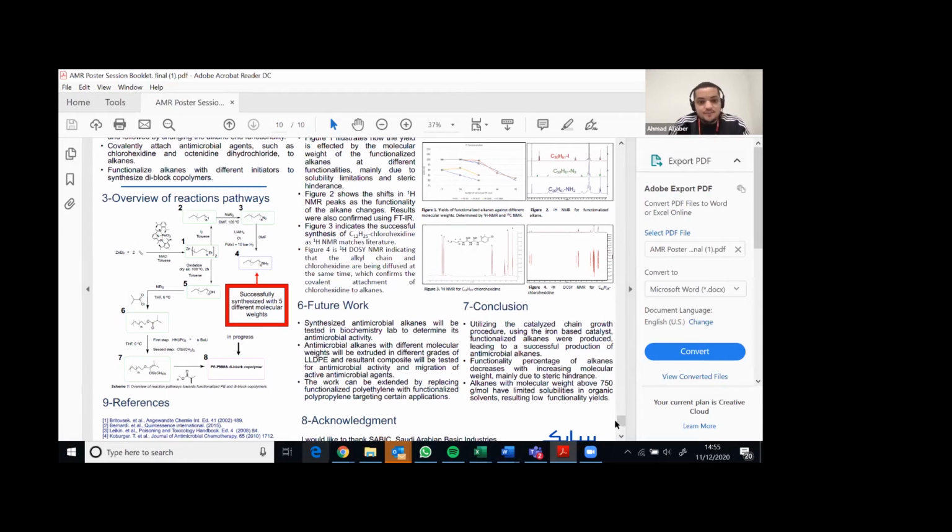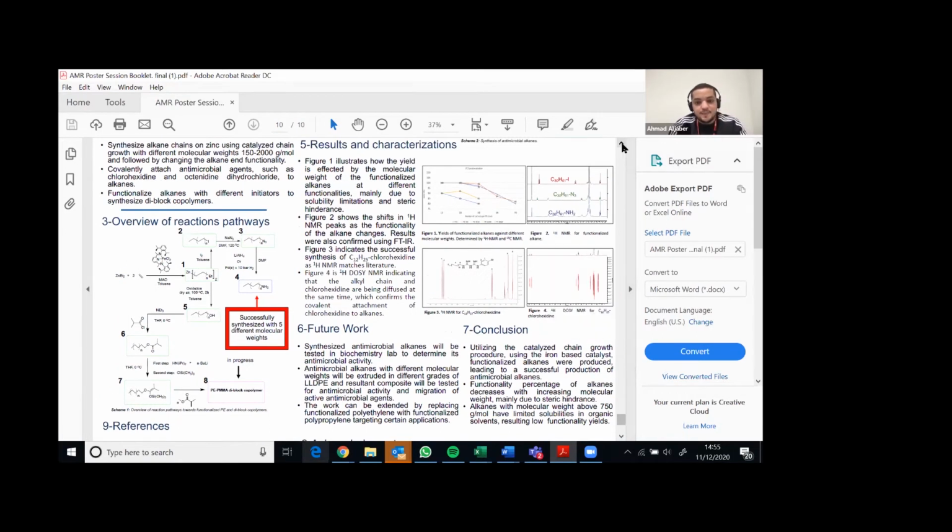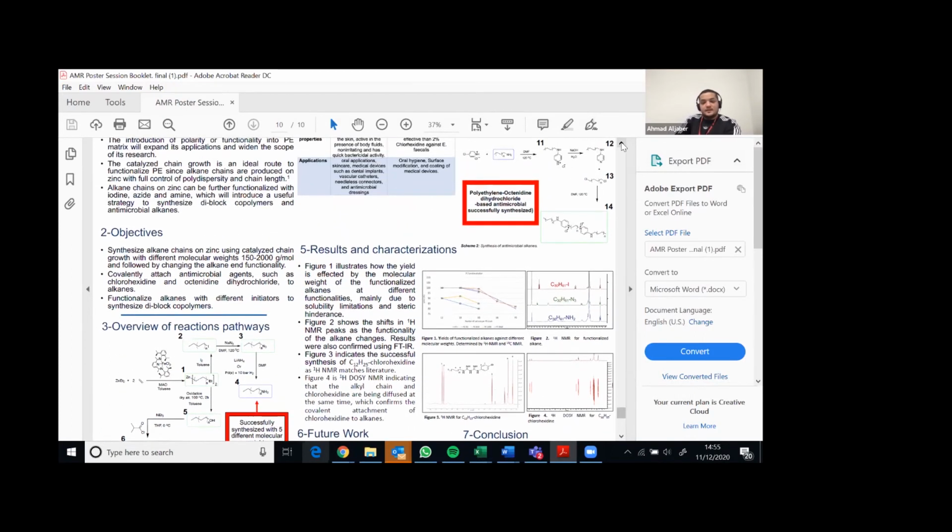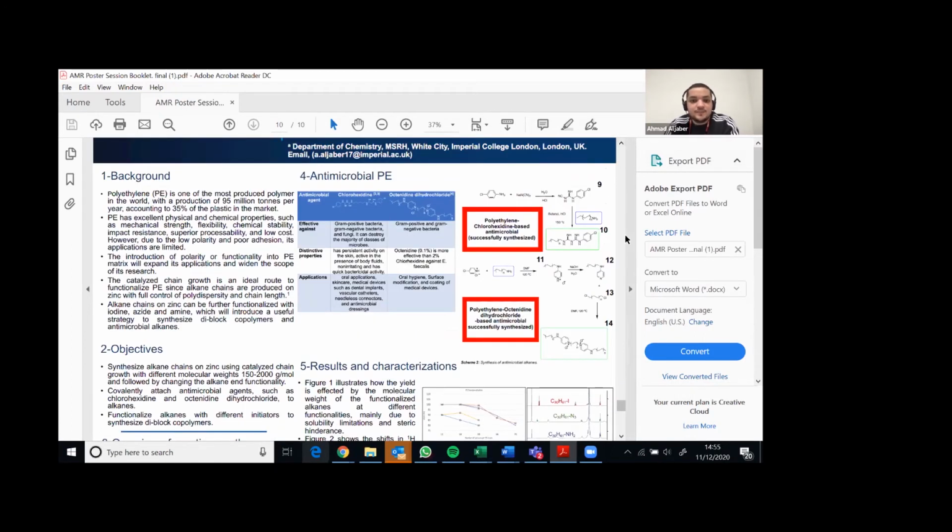Leah, if you can go up to section number 4, please. Thank you.